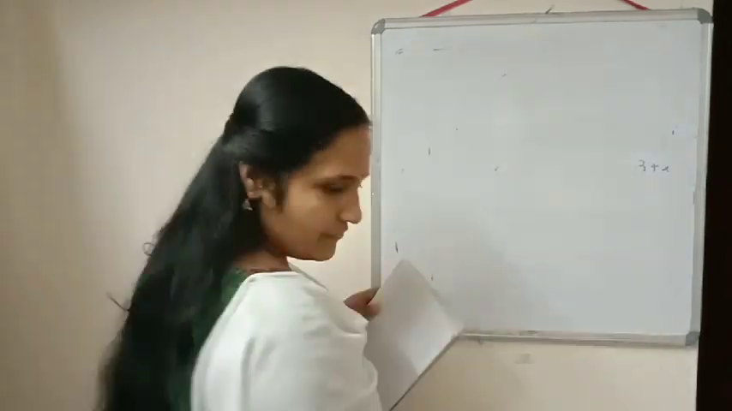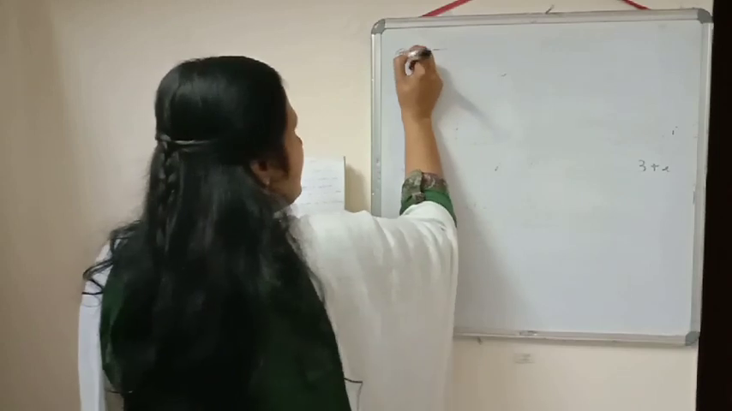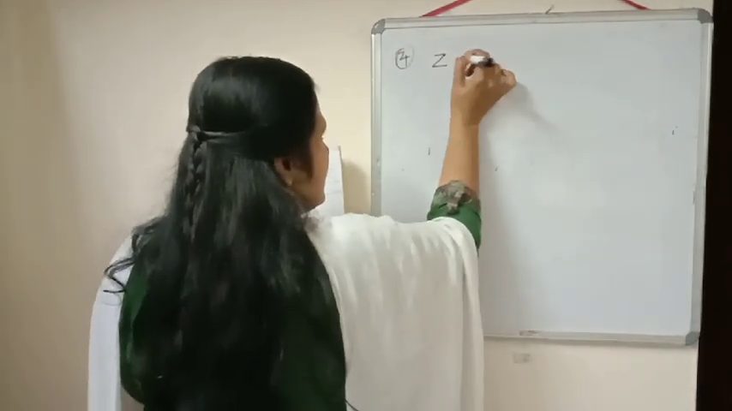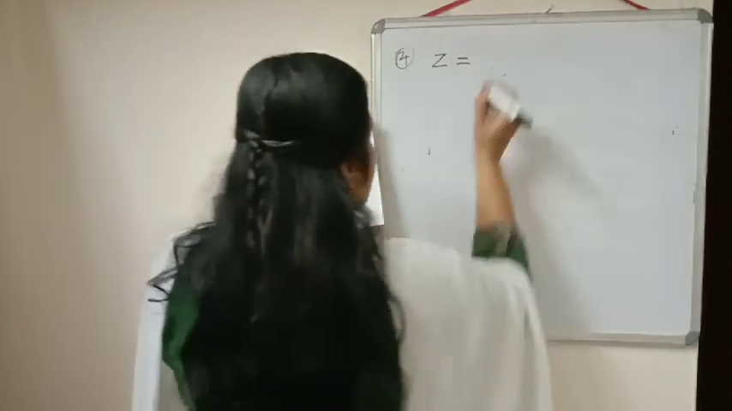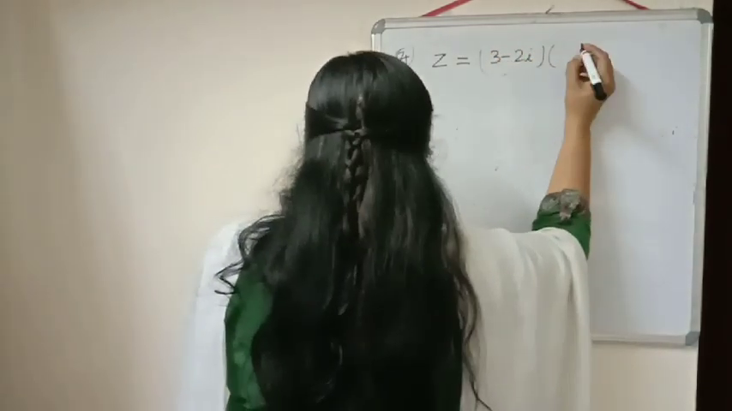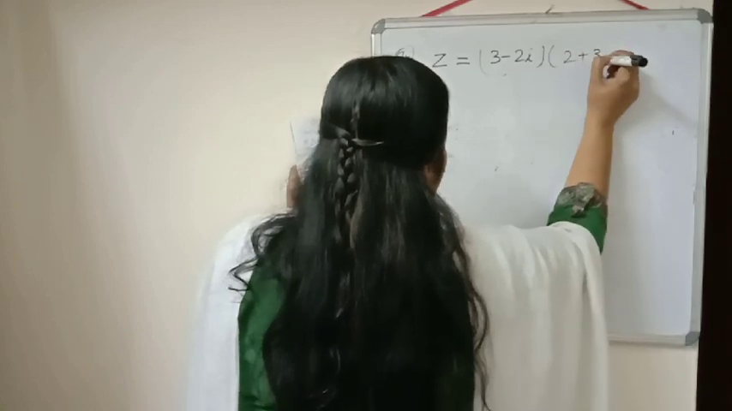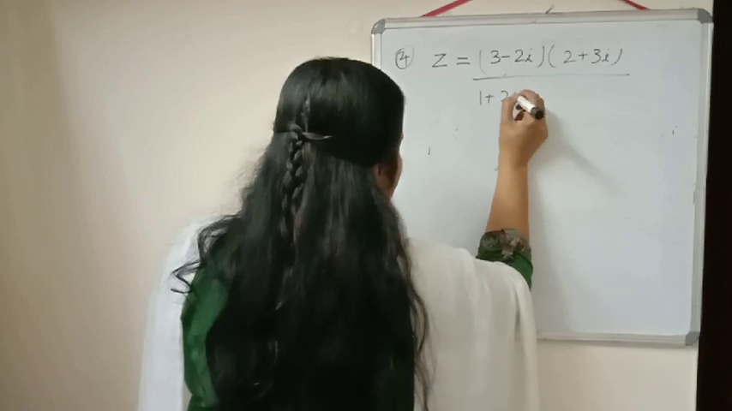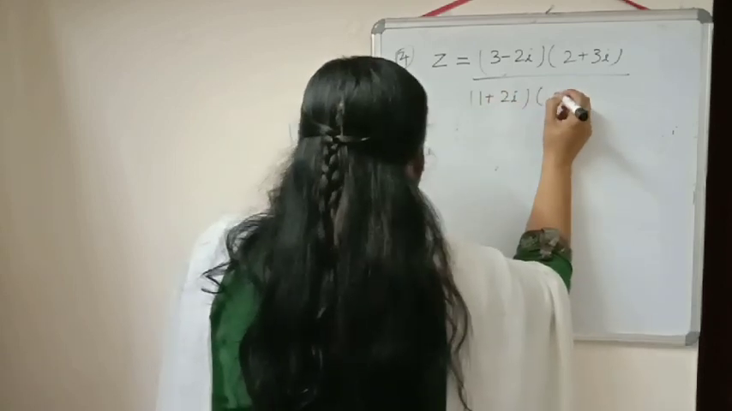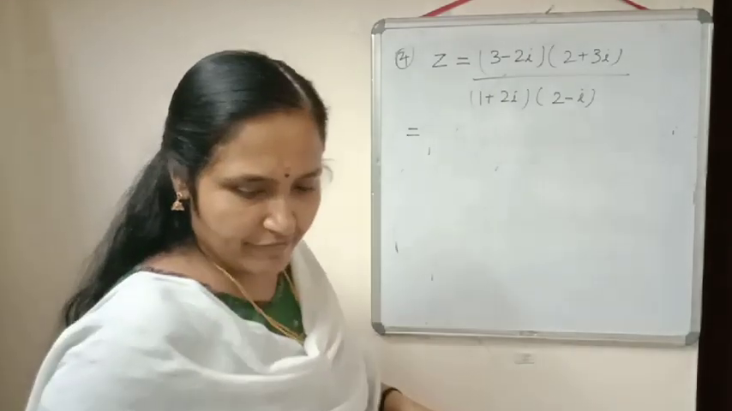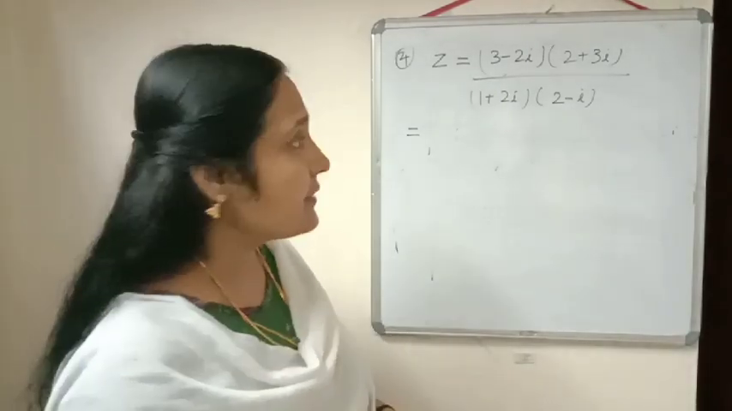In question number 4 it is given. Only the expression is given, so it is easy to write down z. So z is equal to, we have (3 minus 2i) into (2 plus 3i) by (1 plus 2i) into (2 minus i). So again first what we will do, we'll simplify it, we will convert it into the standard form.